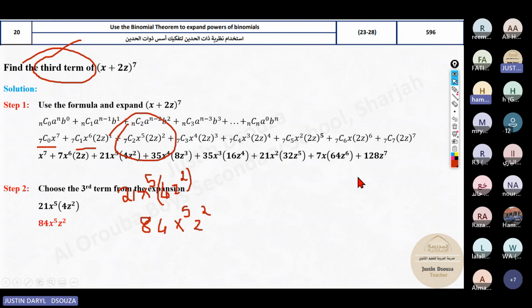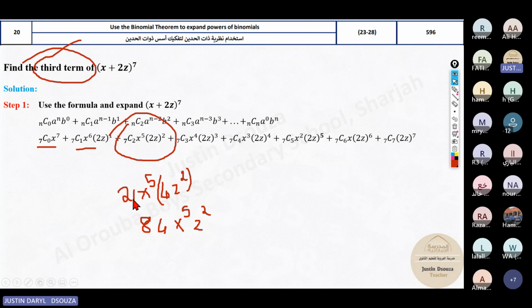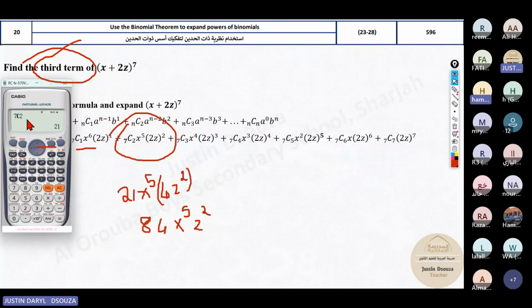So how did you get the 84, Mister? Okay, you understood that 7C2 is 21, right? In the calculator, you can do it. Yes. And then what about this term, the second 2z term? When you square 2, what's going to happen? It will be 2 square and z square. 2 square is 4 and z square remains. It's a variable. So multiply these two numbers over here.